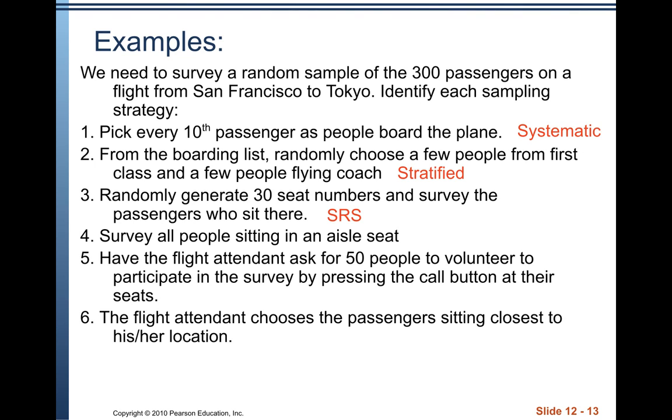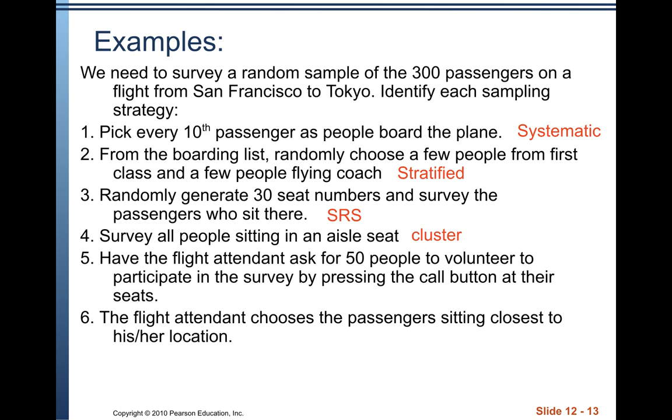Number four, survey all people sitting in an aisle seat. In this case, they're dividing the passengers up into groups by what seat they sit in, aisle or window. Here, they surveyed all people sitting in an aisle seat. So you're choosing a whole group. That's a cluster sample.